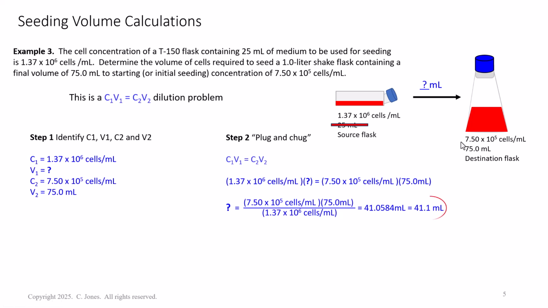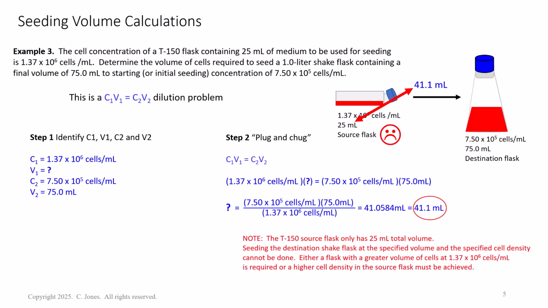All right, but wait, right? We see this number here, and that's the number that we're supposed to transfer. But look, there's only 25 mils in the source flask. So this is not good. We are not going to be able to do this process. We cannot carry out this procedure because the T150 source flask only has 25 mils of total volume.